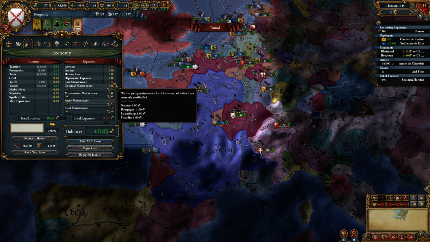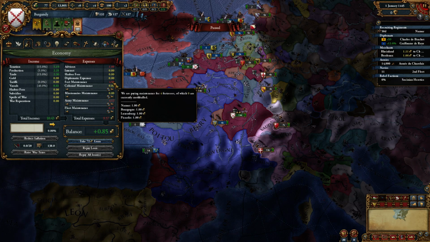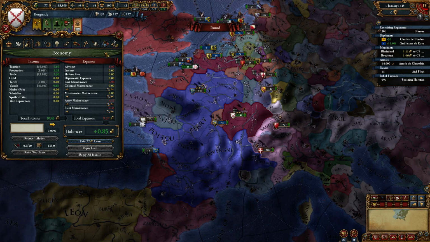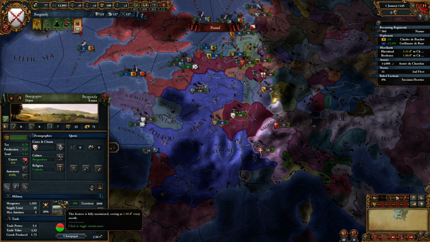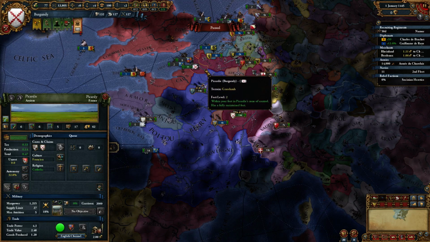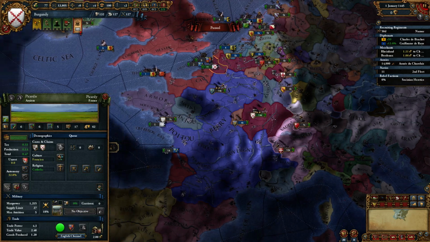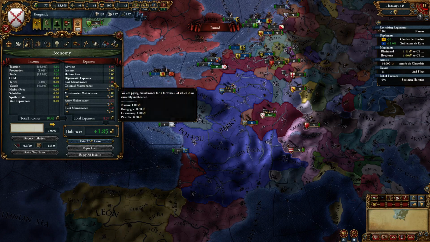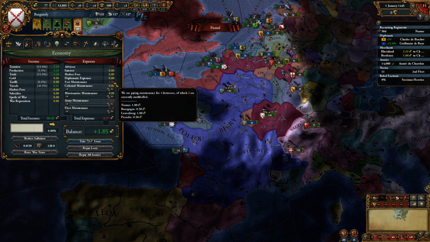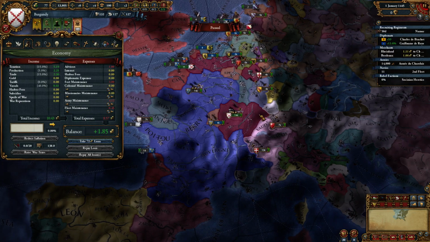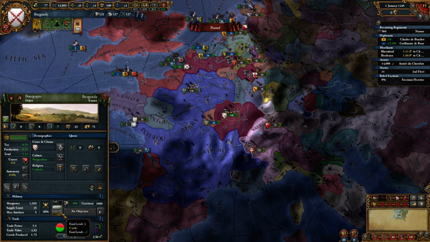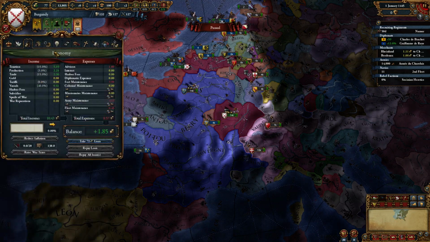Now, fort maintenance, here my 4 forts each cost 1 ducat per month. If I want, I can mothball a fort and it will only cost half. So let's say I want to mothball that and that. So now instead of 4, I am paying 3. That's 1 ducat for the full maintenance forts, half a ducat for the others. The cost increases with the level of the fort. Higher level forts are more and more expensive.